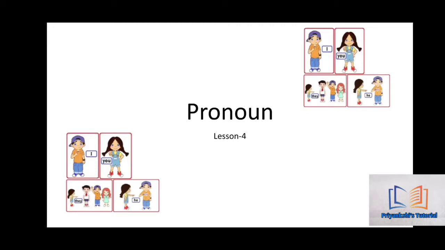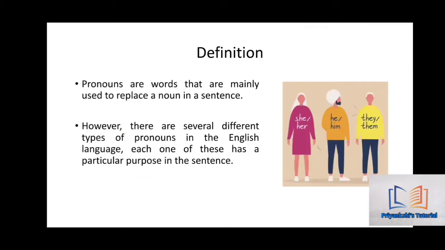Here we'll discuss the definition of pronoun, examples of pronoun and different types of pronoun. So here we go. Definition of pronoun. Pronouns are words that are mainly used to replace a noun in a sentence. However, there are several different types of pronoun in the English language. Each of these has a particular purpose in the sentence.